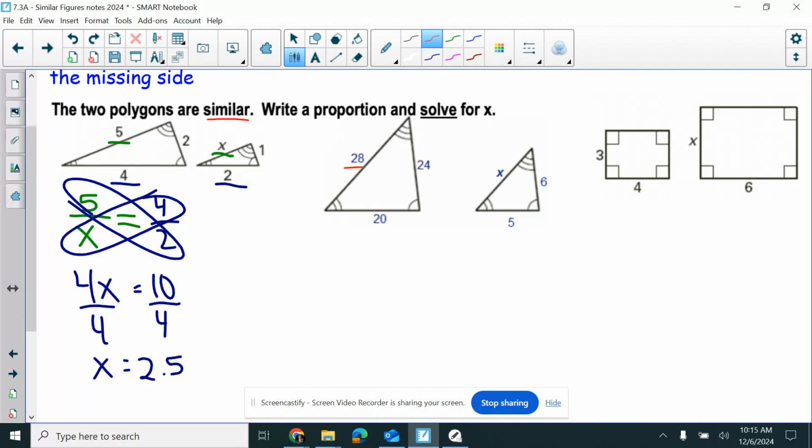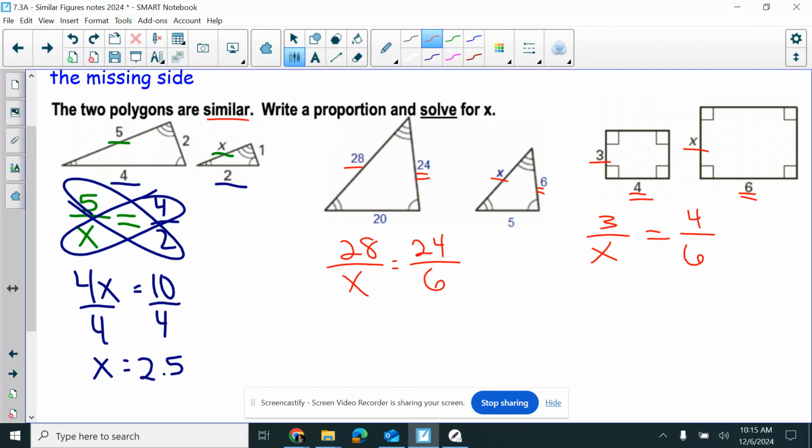So again, I like to start with the x. And when I write my fraction, I typically just go left to right. It doesn't matter if x is in the top of the fraction or the bottom of the fraction, but you have to start with the same triangle each time when you're writing your fraction. So 28 over x, and I'm just going to pick 24 and 6. Because I started with the 28 in the first fraction, the 24 has to be on the top of the second fraction because you're starting from the same figure. So that's how you write the proportion.